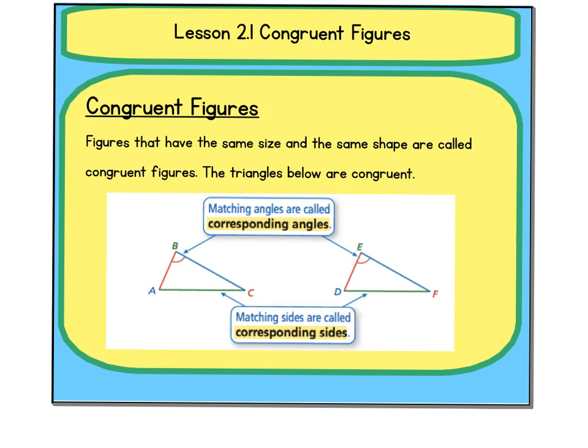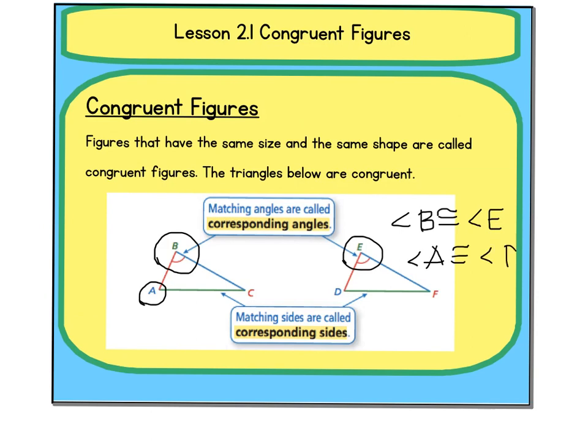So, if I asked you what angle corresponded to angle B, or what angle was congruent to angle B in the other triangle, you would say angle E. So I could write it like this. Angle B is congruent to angle E. I could do the same thing for angle A. Angle A is congruent to angle D. And finally, angle C is congruent to angle F.